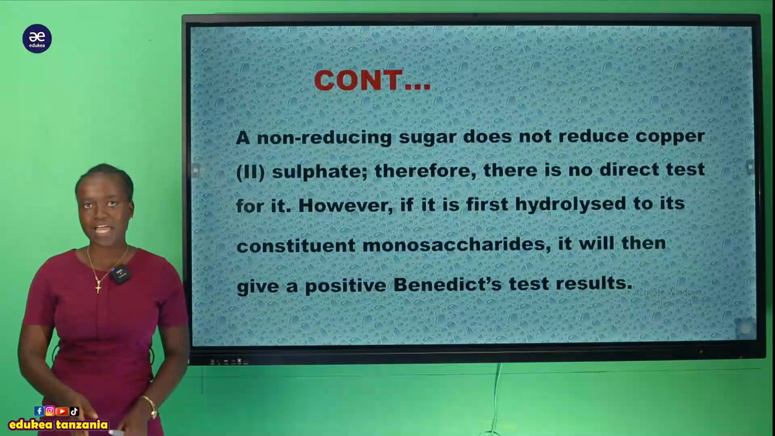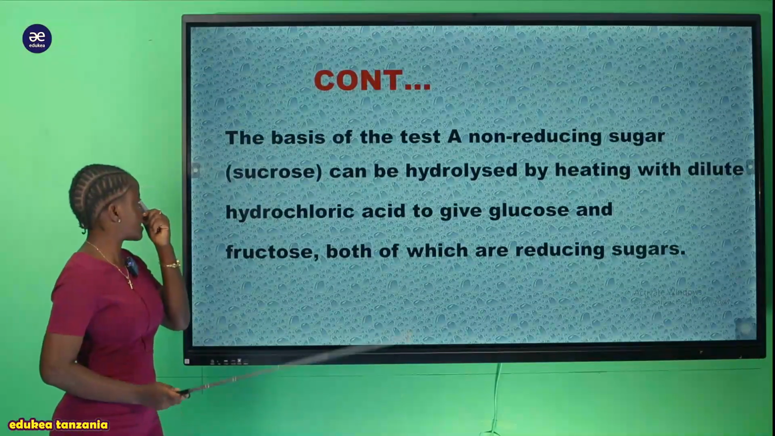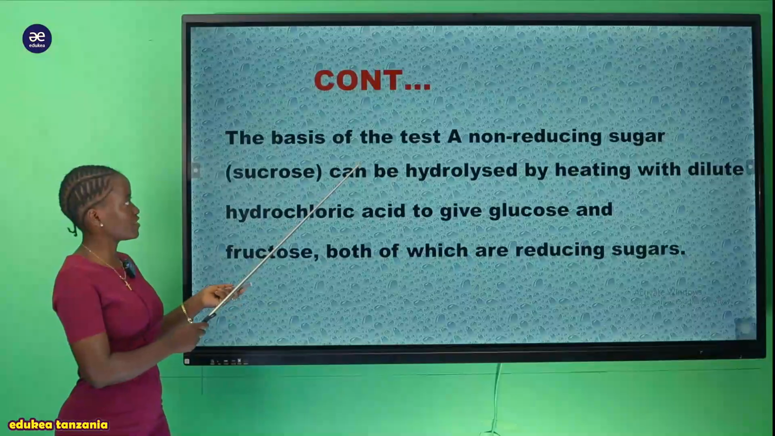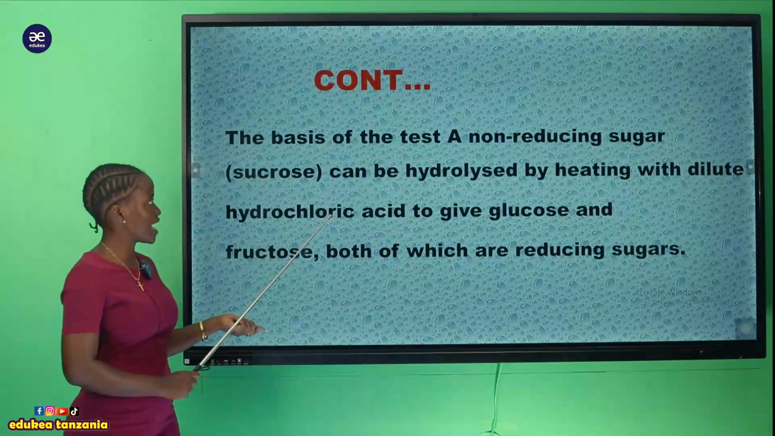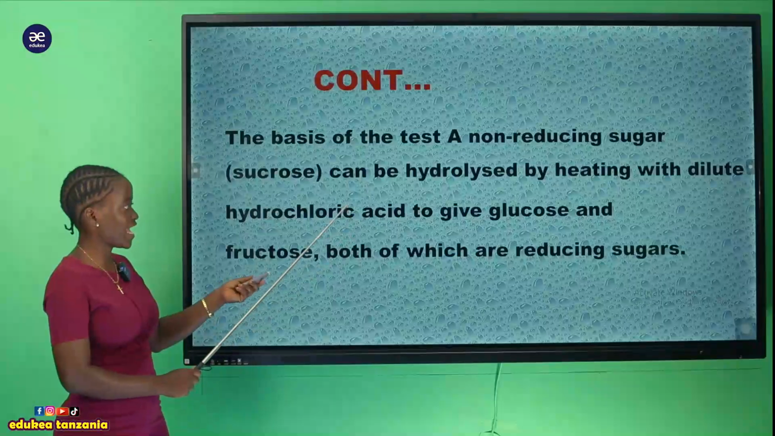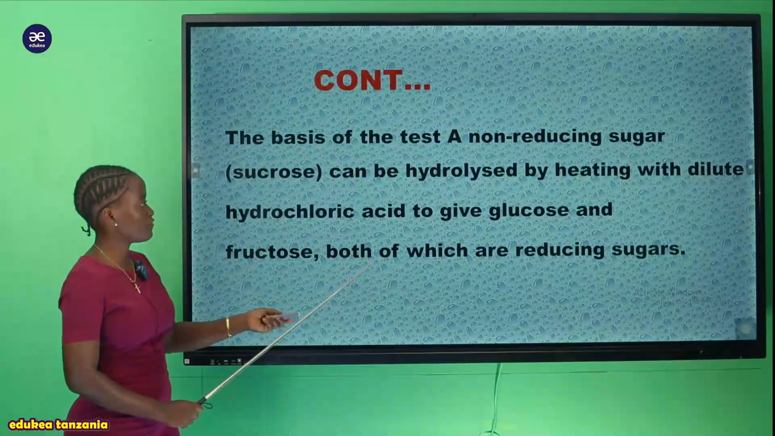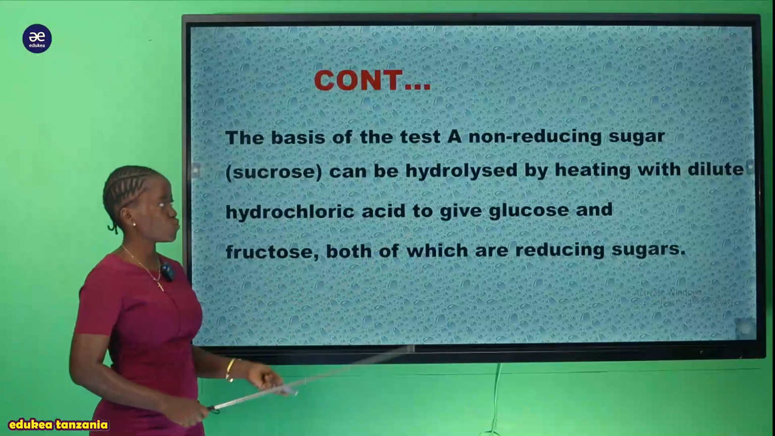So how can we hydrolyze? We can say that the basis of test of a non-reducing sugar can be hydrolyzed by heating with dilute hydrochloric acid to give glucose and fructose, both of which are reducing sugars.